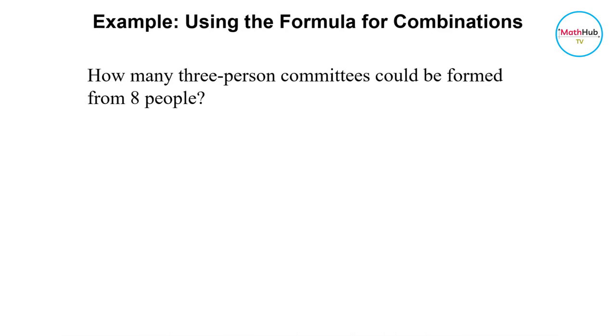Since these three people will not have any distinction, any particular role in the committee, this problem is a problem of combination. Therefore, we're going to use the combination formula. Since we are selecting from eight people, N is equal to 8. And we are just selecting three people from the group of eight, so therefore R is equal to 3.